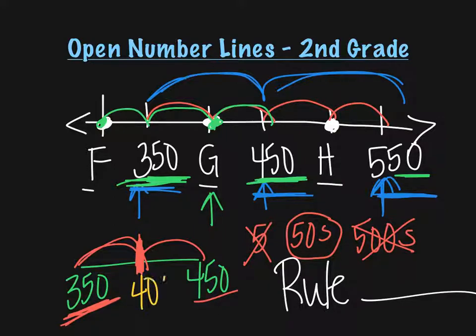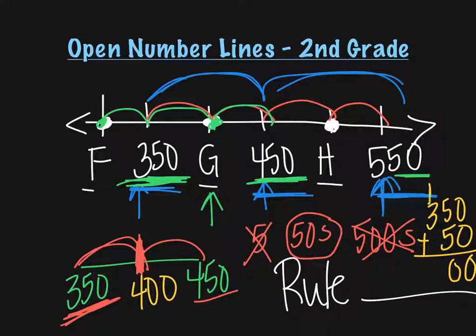Excellent. It would be 400 because 350 plus 50, let's see, 0 and 0 is 0. 5 and 5, good. 10, regroup that. 1. 3 and 1 is 4. Good job. So right here in the middle, this G is 400. So this is 400.